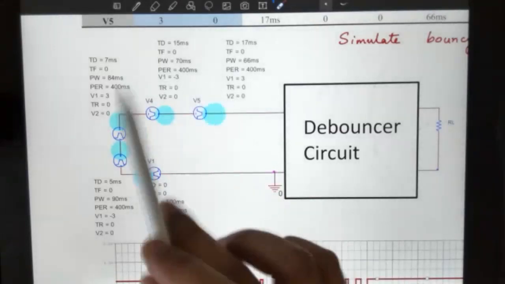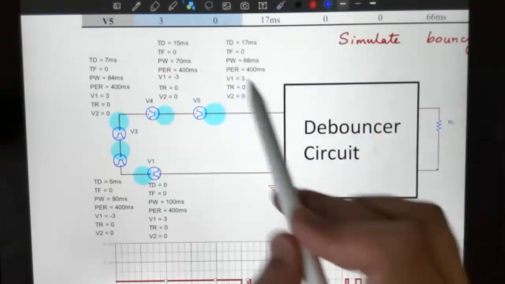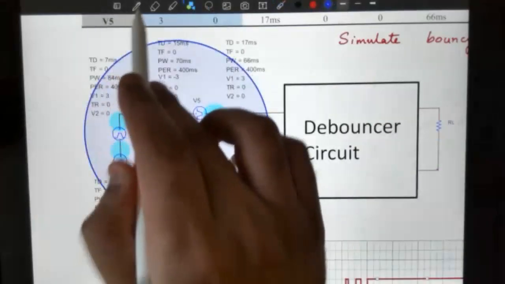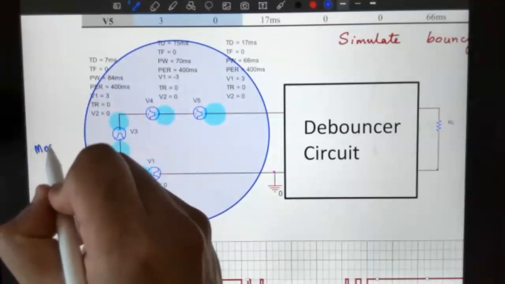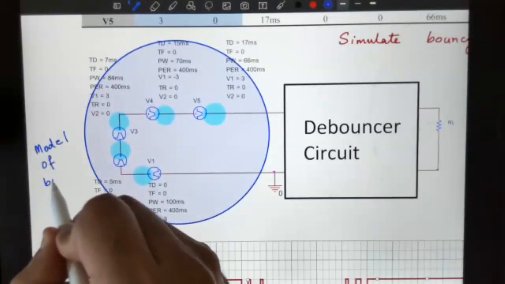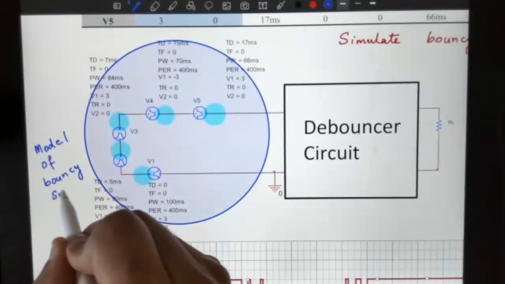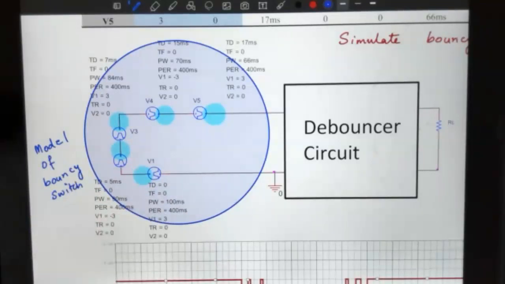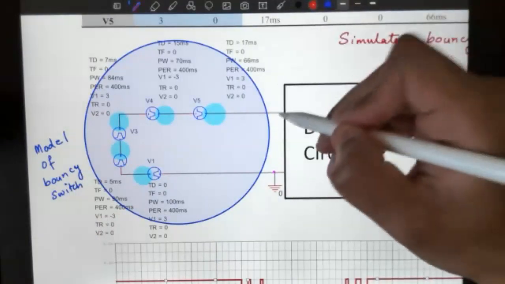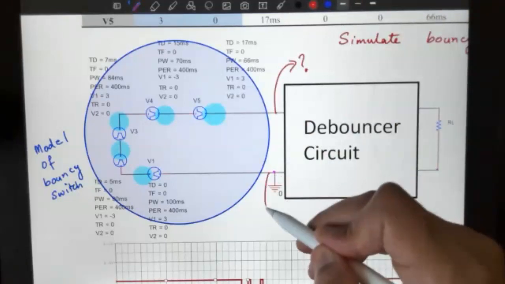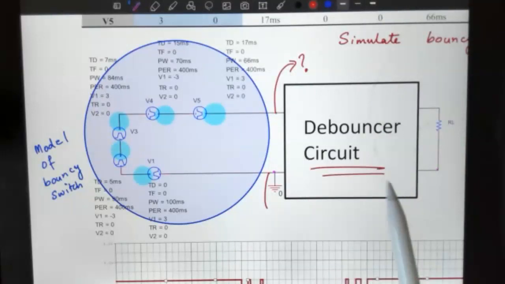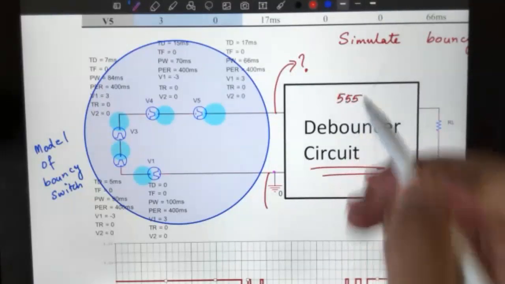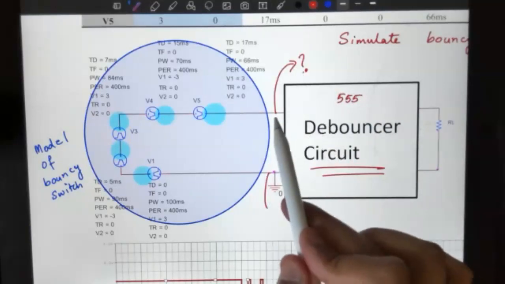So all of this is a fake switch. Let me highlight this and say, okay, that is my fake switch, or model of a bouncy switch. If all of that is my bouncy switch, where does it go? Of course, this is going to ground as shown, so that's fine. But where is that going? This says debouncer circuit, so I know that this is going to be the 555 based timer circuit, but which pin does that end go to?